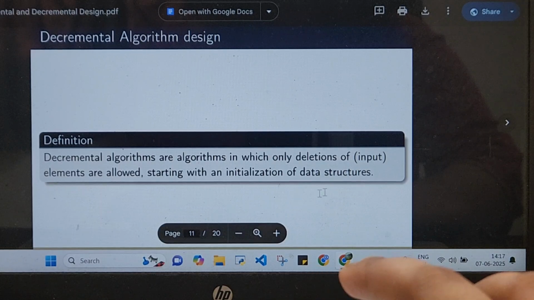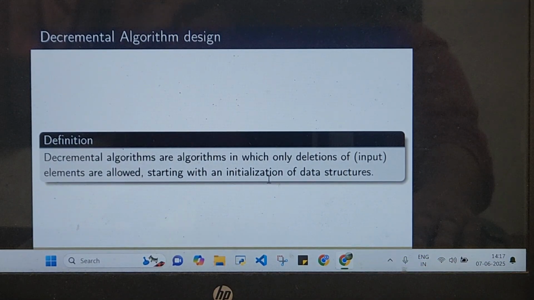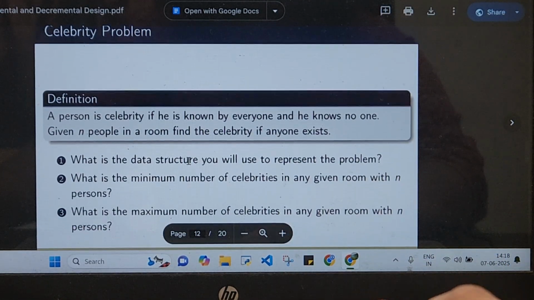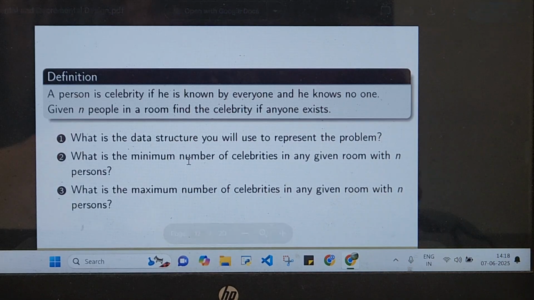So these are algorithms in which only deletions of input elements are allowed. You initialize everything in an appropriate data structure, and then you keep eliminating at each point. A classic example of that is this problem called the celebrity problem. You have a room with n people, and one of those people can be called a celebrity if everyone in the room knows him or her, but he or she does not know anyone.